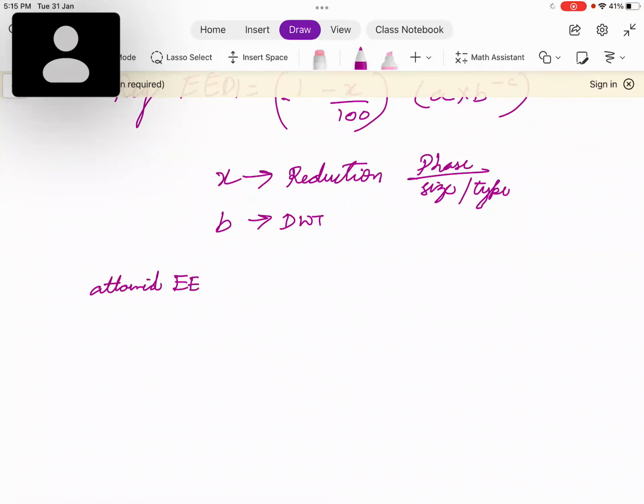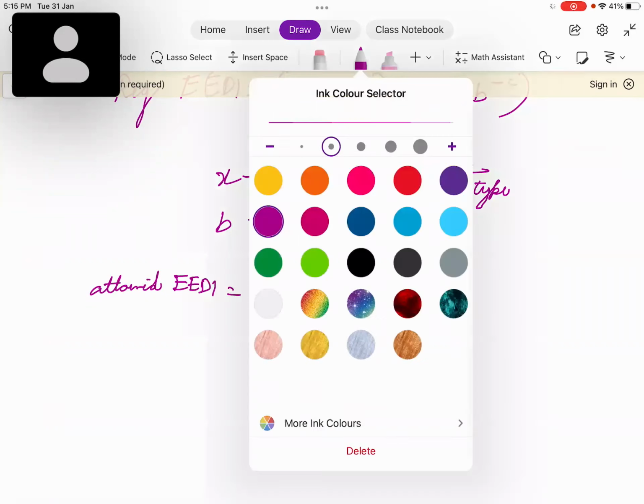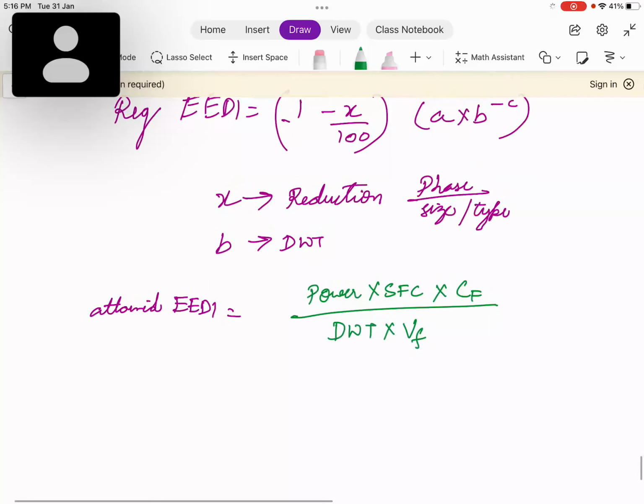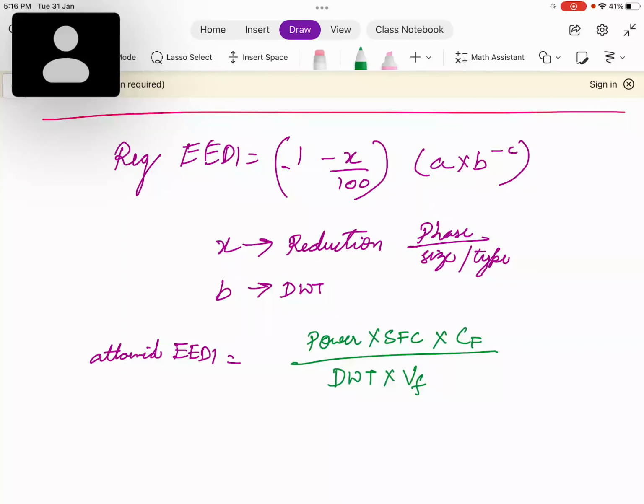Attained EDI is equal to, anybody please help me, what is the formula of attained EDI? Power into specific fuel oil consumption into carbon conversion factor, divided by deadweight into speed. You can just write capacity here also. Okay, so this is the main thing. So what is EDI? You have to tell the definition.